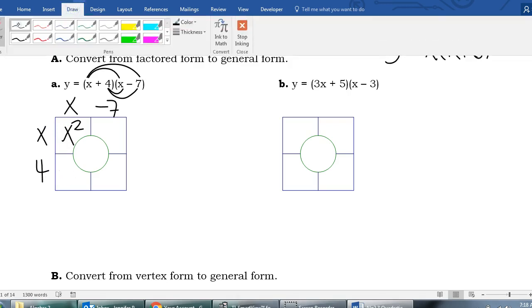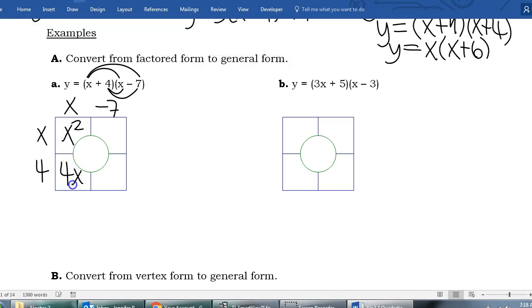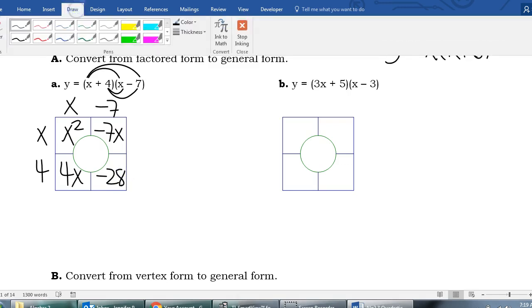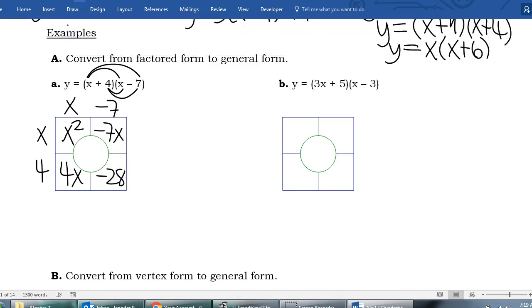So that is 4x. And then same thing, the x on the left times the negative 7 on the top would end up here, negative 7x. And then for the bottom box, negative 7 times positive 4 would give us negative 28. So if you're used to FOIL, you really could just FOIL. But if you're not, you could use this method.